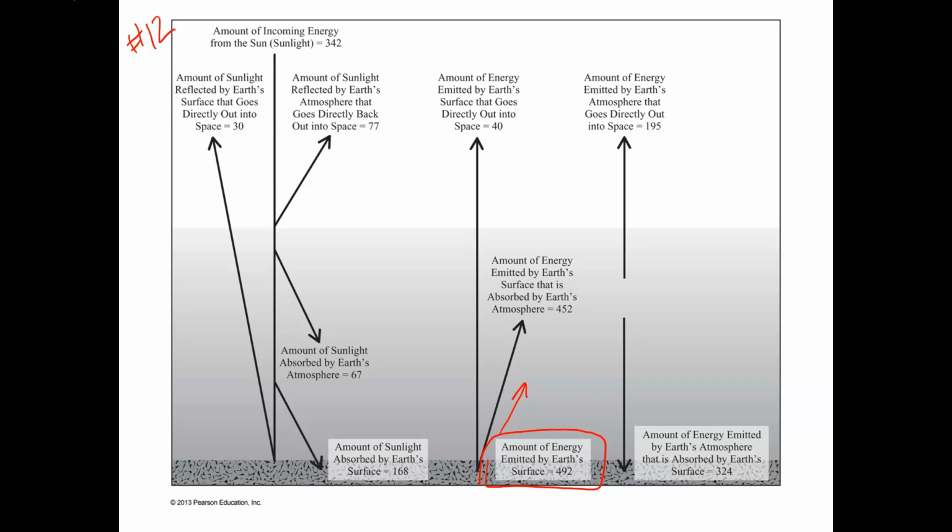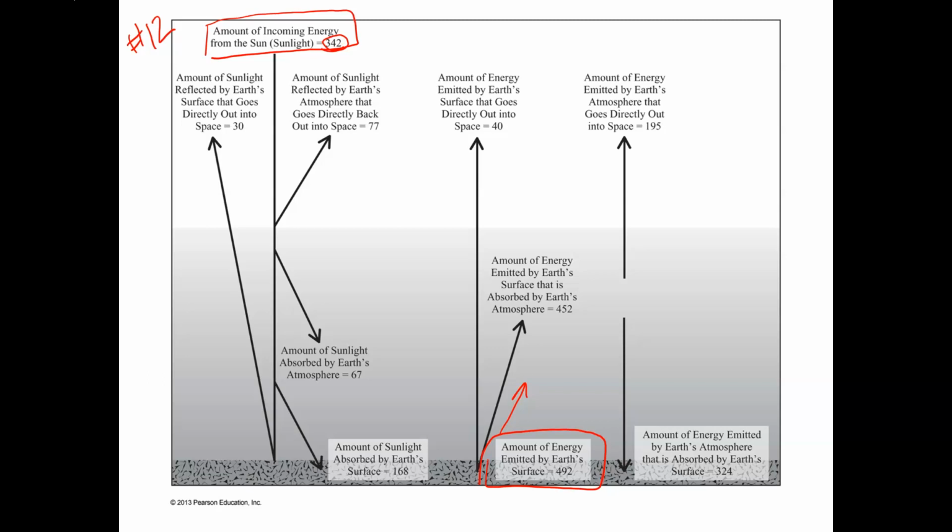So number 12, how does the total amount of energy coming from the sun compare to the total amount of energy leaving Earth to go to space? Looking at number 12, total amount coming in, the numbers here are just for your reference. If you want to think about it numerically, you can, and you can actually add them up too. I'm not so worried about the numbers. I just want you to get the big ideas.